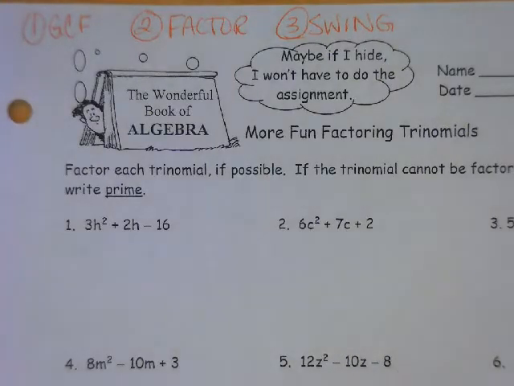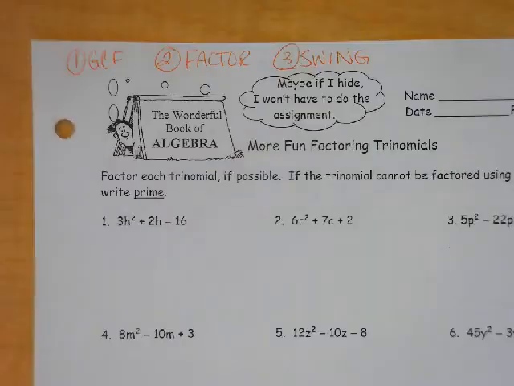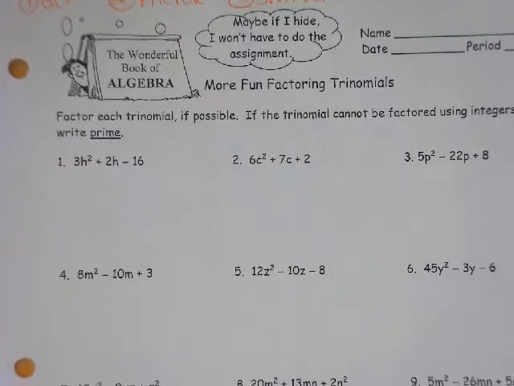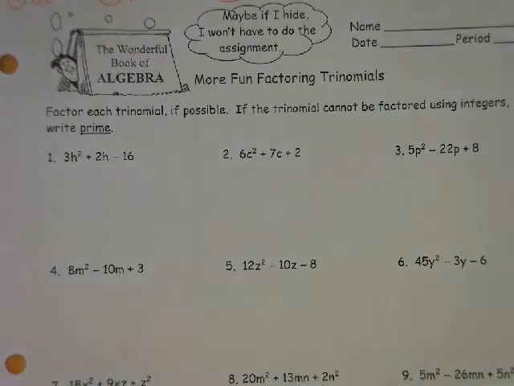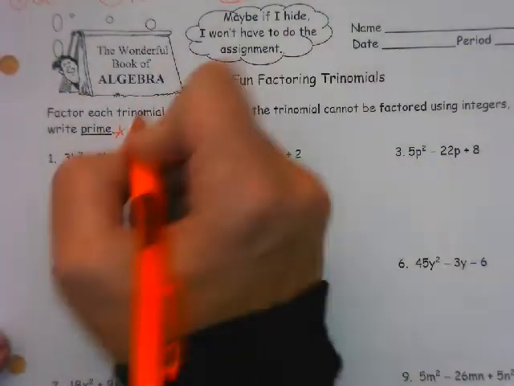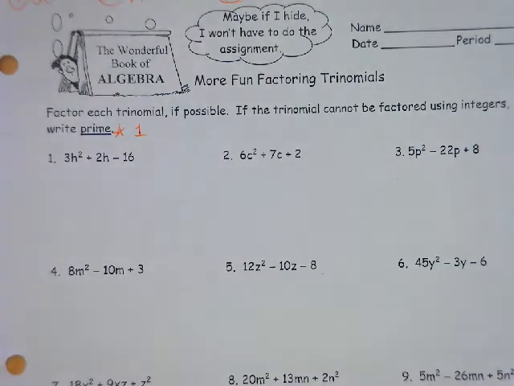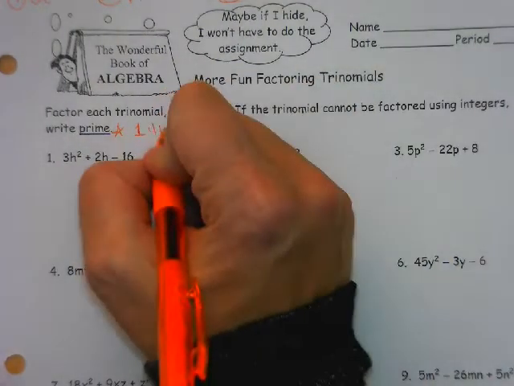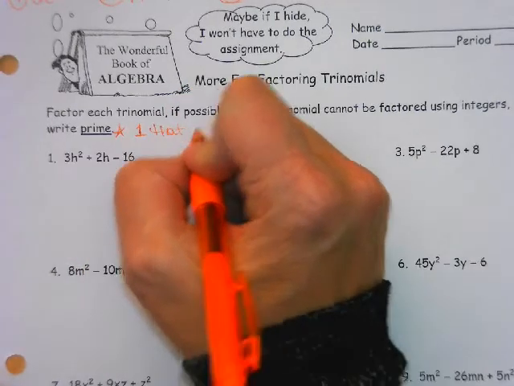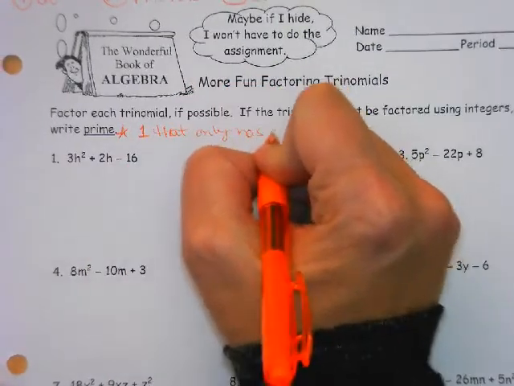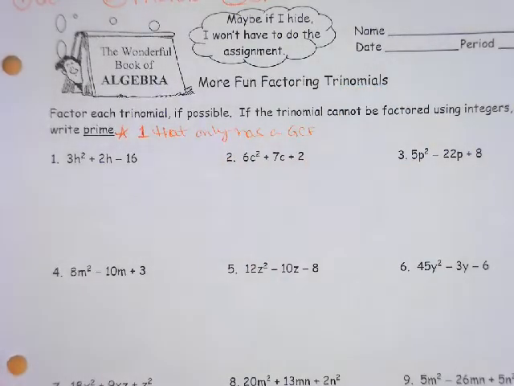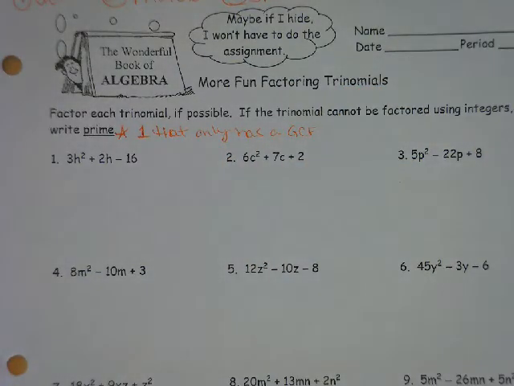Factor each trinomial if possible. If it cannot be factored using integers, write prime. So a couple of things. I'm going to help you get started, but first I want you to know that there is one that is not going to be prime, but there is one that only has a GCF. You can take out your GCF and write your leftover trinomial, and you're not going to be able to factor it. So there's only one that does that. I want you to be aware of that.